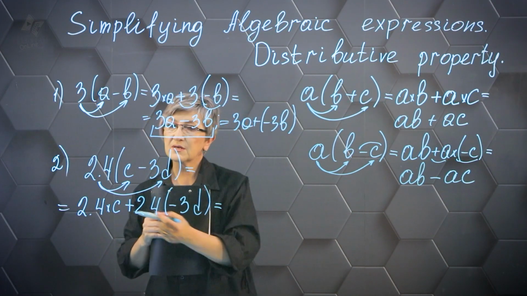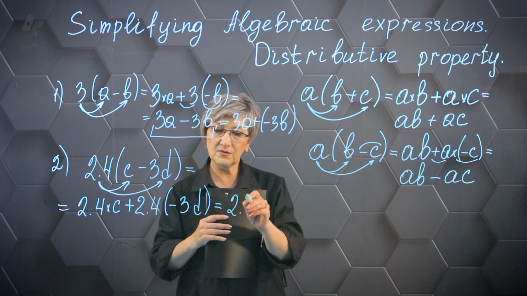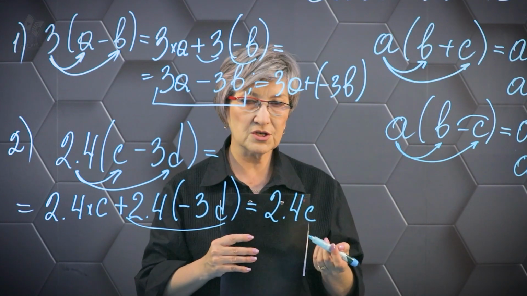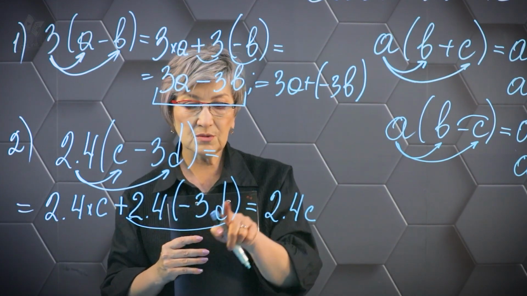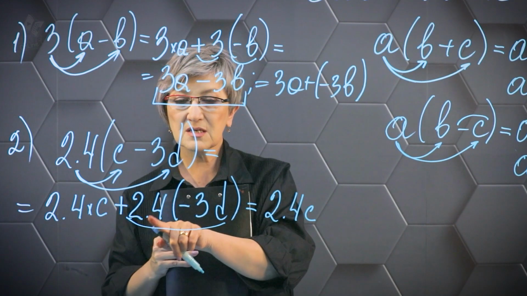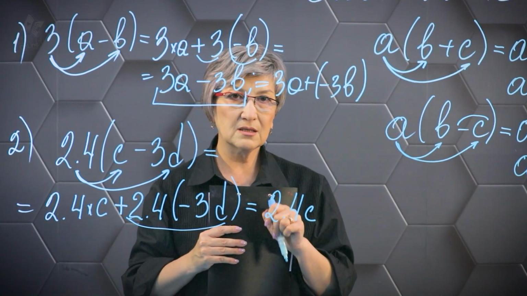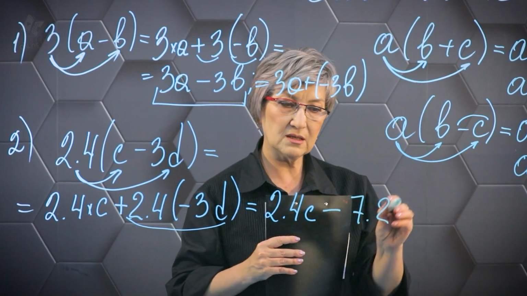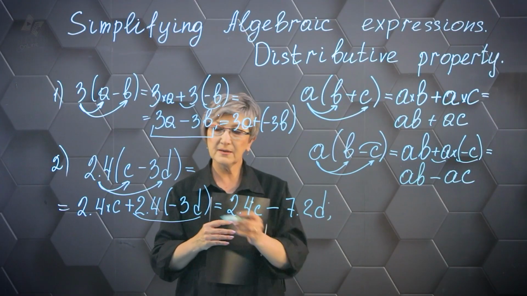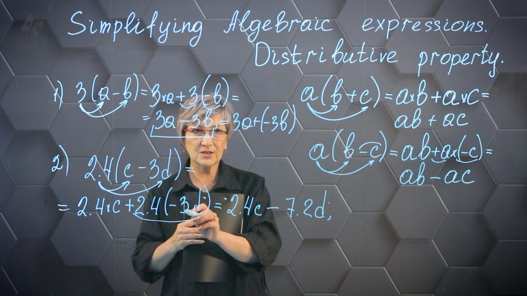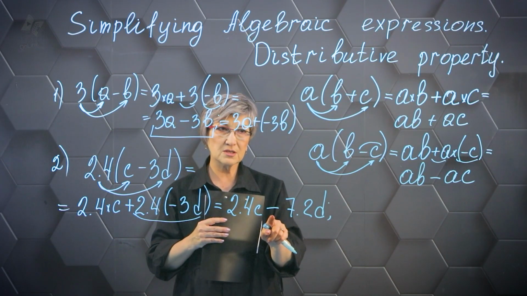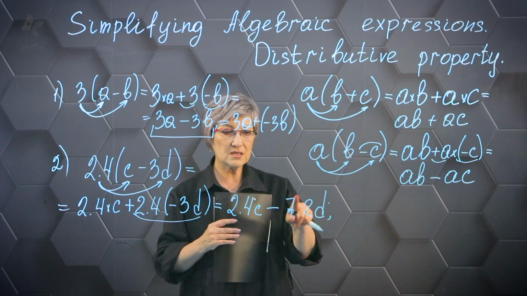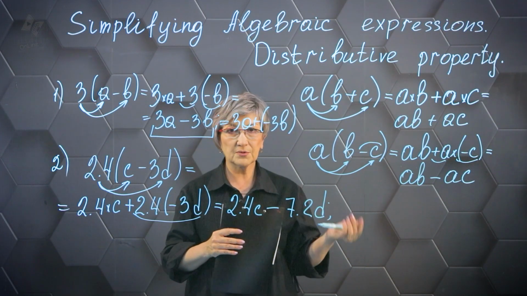Now let's do the math. 2.4 times c, that would be 2.4c. And this product we already know how to calculate. We'll multiply the numbers and rewrite the letter part. 2.4 times 3. Well, what's the result? The result is minus 7.2d. Notice I multiplied 2.4 by minus 3. The result is a minus sign. And 2.4 times 3 is 7.2. And I just rewrote the letter part.